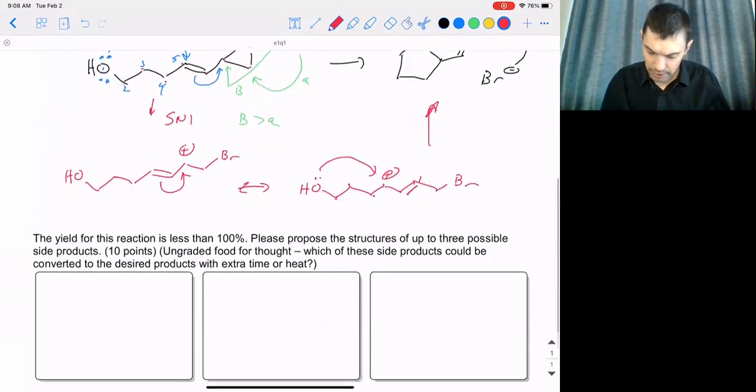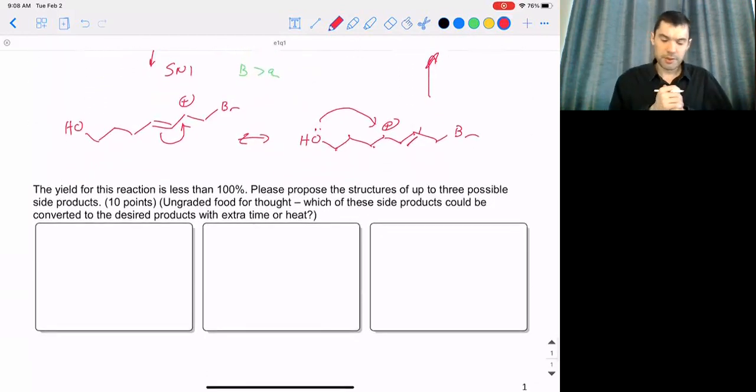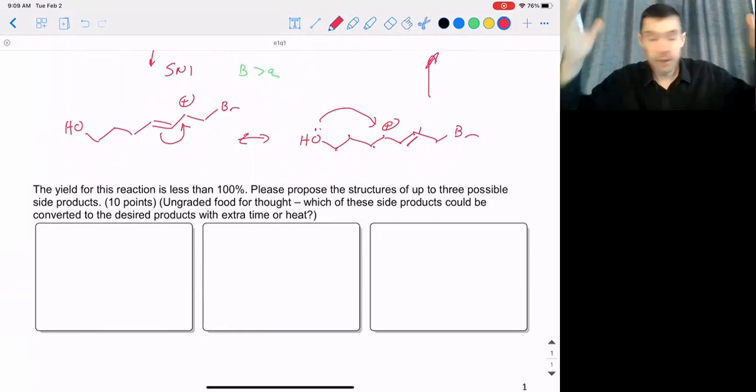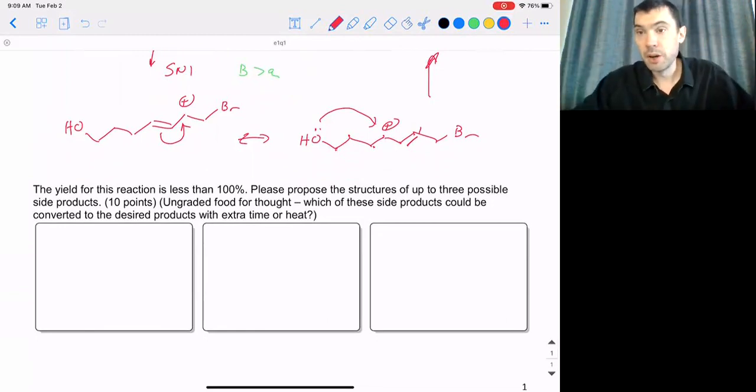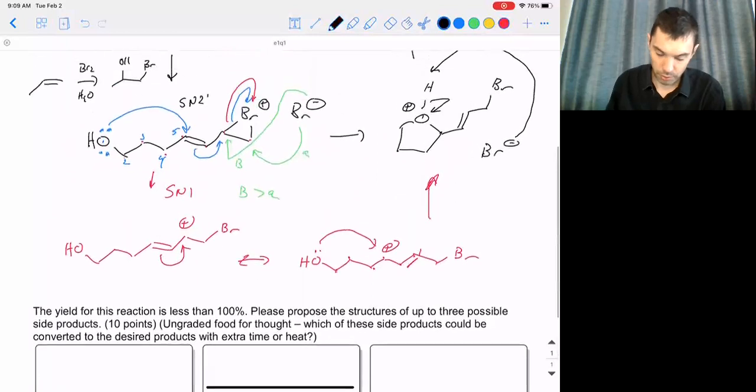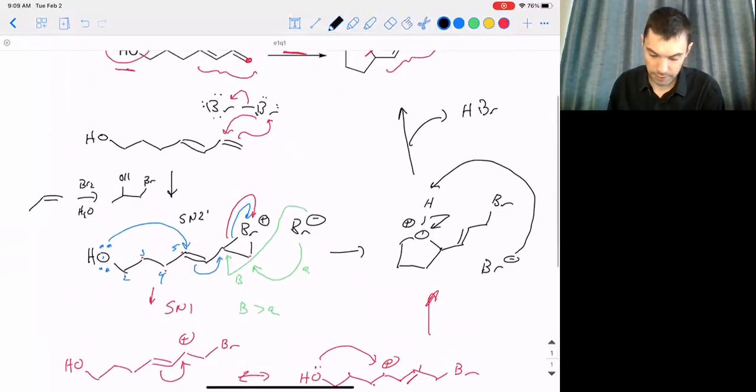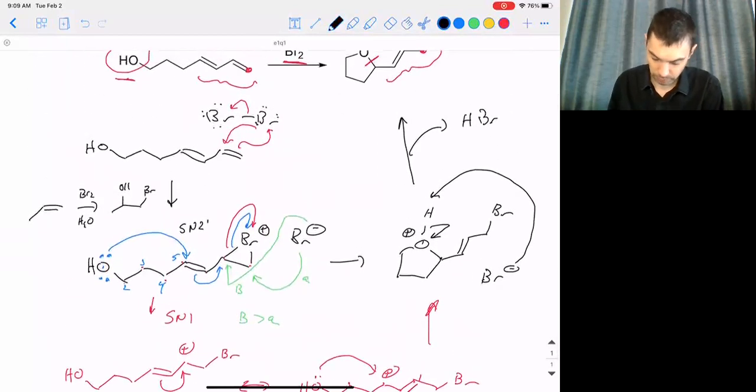Now, there's an extra little wrinkle down here, and it says the yield for this reaction is less than 100%. And that's almost always the case. Many of our synthetic reactions are not perfect reactions, and it's because many of them can indeed form byproducts. And in this particular question, we're asked to propose the structure of up to 3 possible byproducts. Geesh, not just one byproduct, 3 byproducts. Well, let's just go through our mechanism here, and let's consider what some of them might be.